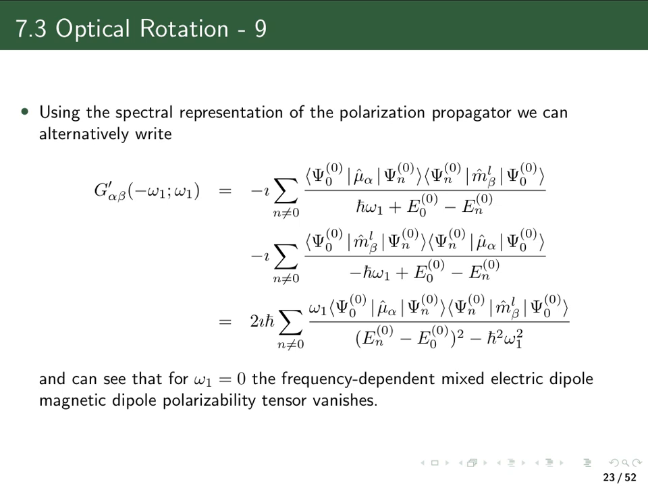But up here in the numerator, we now have the frequency of the radiation. And this, of course, means that if the frequency of the radiation is 0, this mixed frequency-dependent magnetic electric dipole polarizability G prime tensor is actually zero, which makes, of course, a lot of sense because the phenomenon we are trying to describe is that electromagnetic waves, or circularly polarized electromagnetic waves, move through a material. And if the frequency of that wave is zero, there is no wave. And of course, then we don't have the effect.